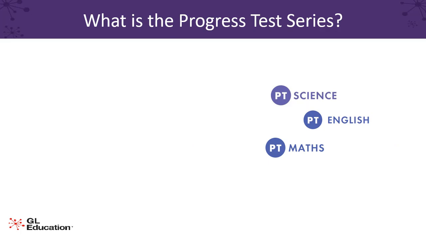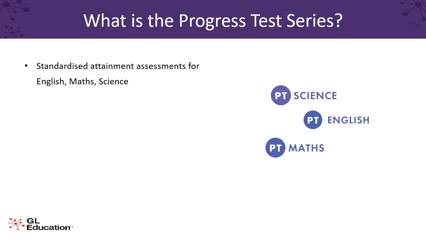Let's start with what the Progress Test Series, known as the PT Series or PT, is. First of all, it's important to know that the test is an attainment assessment. That is, that it measures a student's attainment level at a certain point of time on the day they take the assessment. The Progress Test Series is available in English, in Maths and in Science.